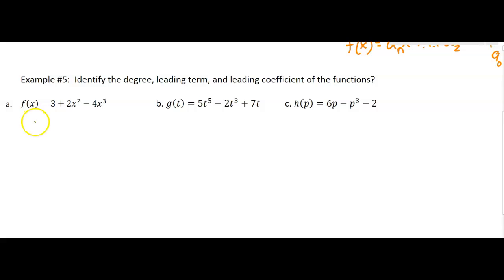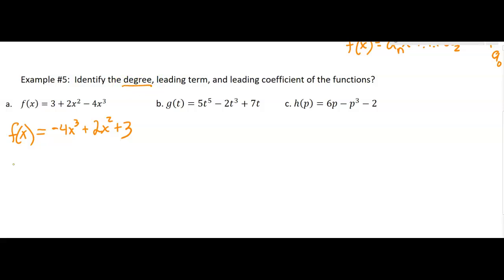So we have some examples. So we look at this first one here. First of all, that is not in the right order. So f of x needs to be written as, for this one, negative 4x cubed plus 2x squared plus 3. Now it's at least in the right order.